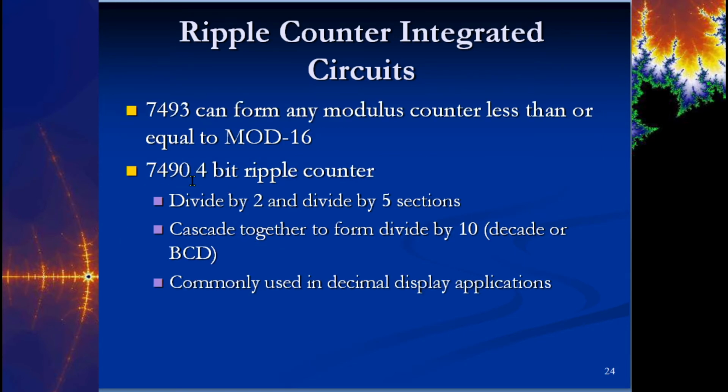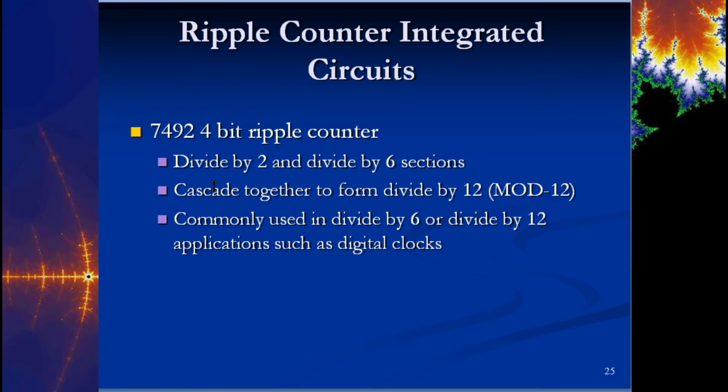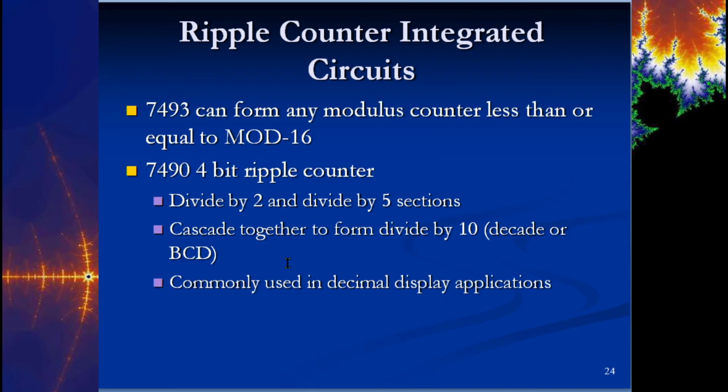So you would have, more than likely, a 7492 to represent the tens place, cascade that one into a 7490 for the ones place, and that would count from 0 to 59. Okay.